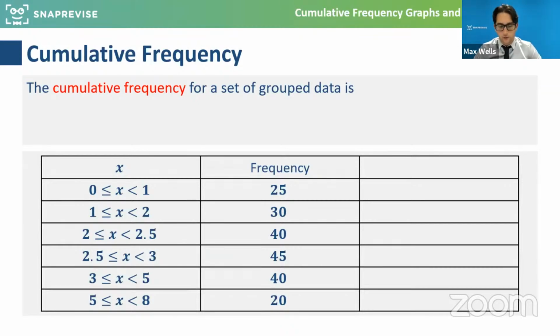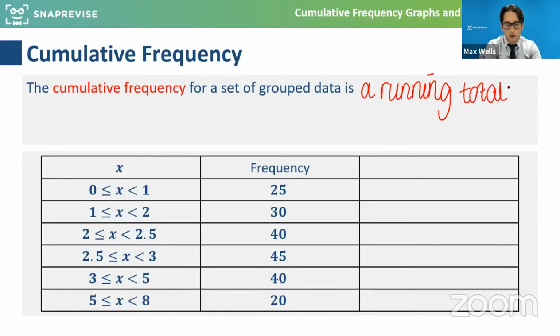So cumulative frequency for a set of grouped data is, does anyone know what this is? So what is cumulative frequency? It's a very key term that you've probably seen at GCSE. The cumulative frequency for a set of grouped data is basically a running total. So it's a running total specifically. Yes, exactly. Well done in the comments there. It's adding up as you go along.